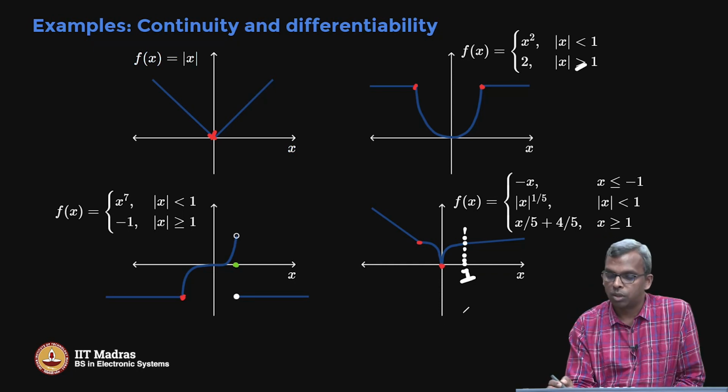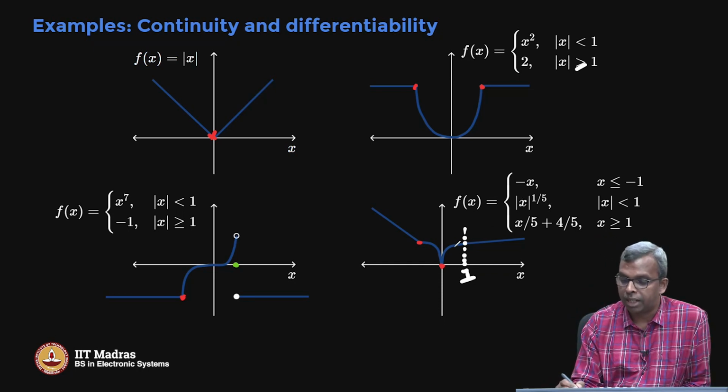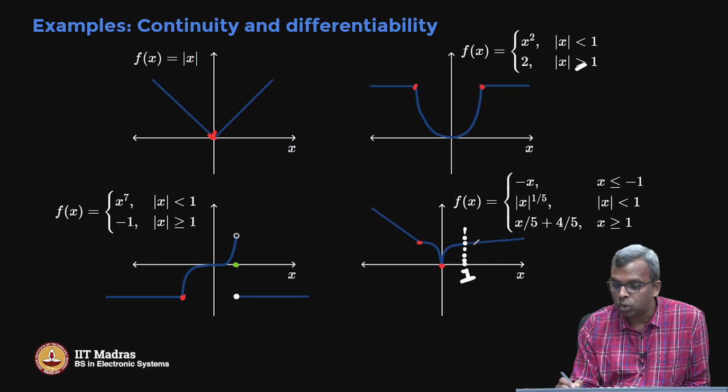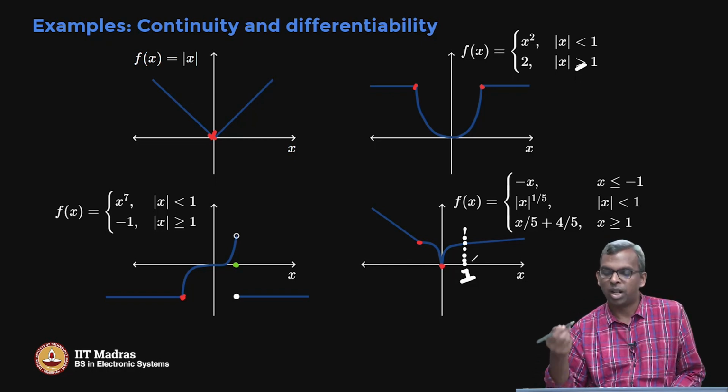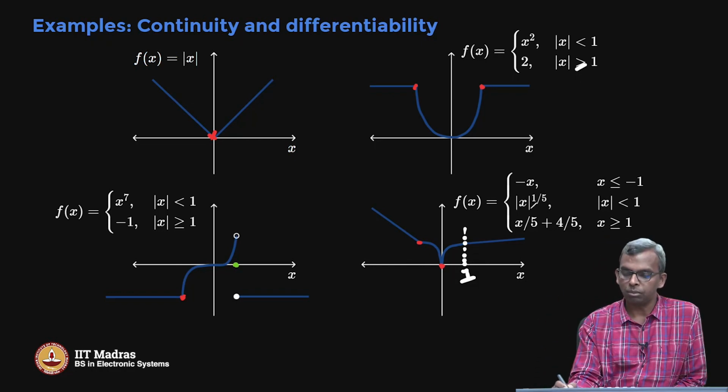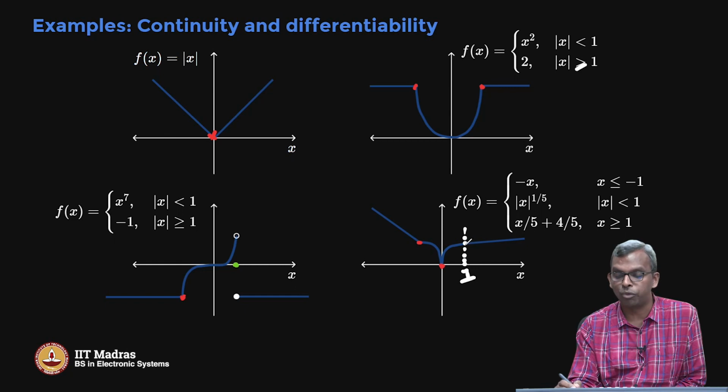It's x power 1 by 5 on the left side and x by 5 plus 4 by 5 on the right side. Graphically, it looks like the slope is the same on both sides. It's continuous, but graphically it seems the slope is the same on both sides, but we cannot conclude much from that, right? We need to analytically compute the slope, the limit on this side and the limit on that side. As you do this, properly compute the derivative and confirm that the derivative exists for a curve like this.